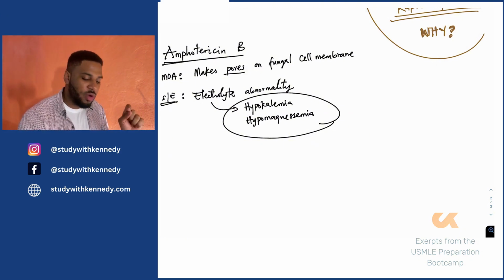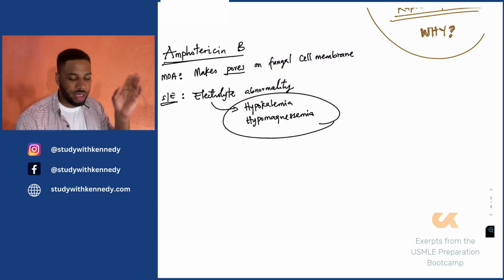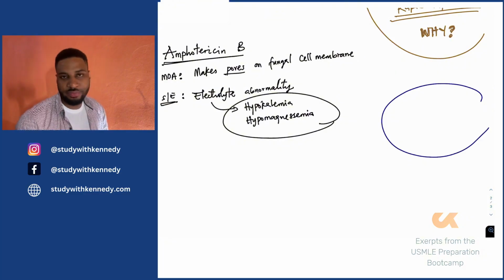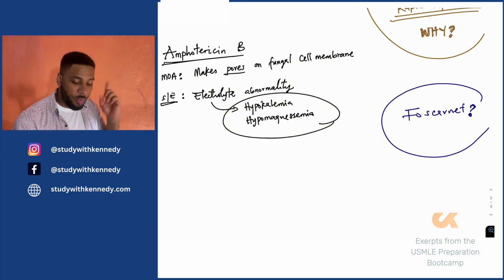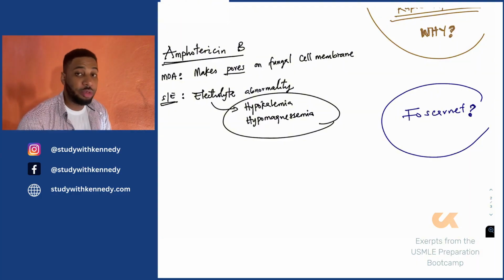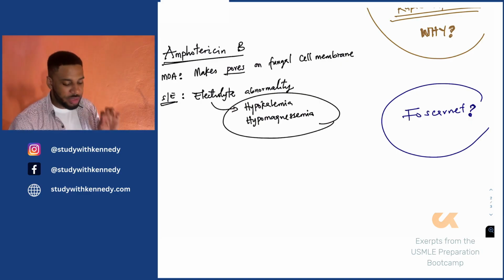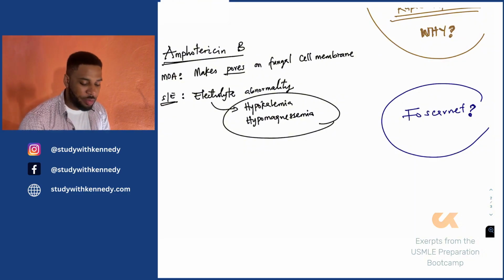Does this make you think of any other medication from any other place? Are you thinking of foscarnet? Look up foscarnet and look at the electrolyte abnormalities that are caused by foscarnet. Amphotericin B causes hypokalemia and hypomagnesemia.